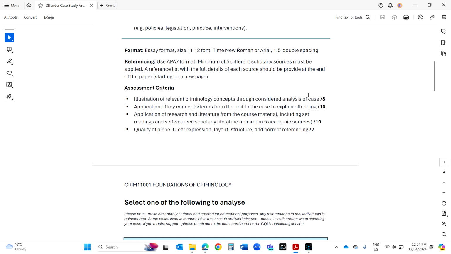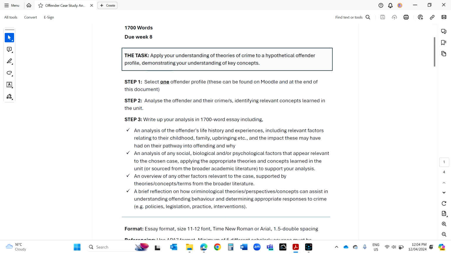So if you have any questions at all on any of these criteria, please reach out. We will talk about them in the workshop. I will be going over this again in the workshop.